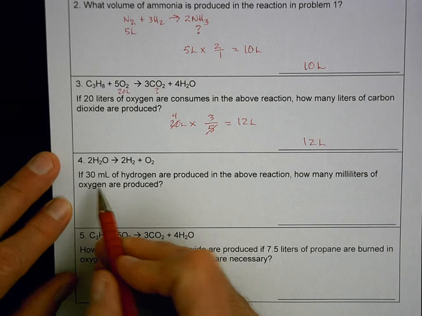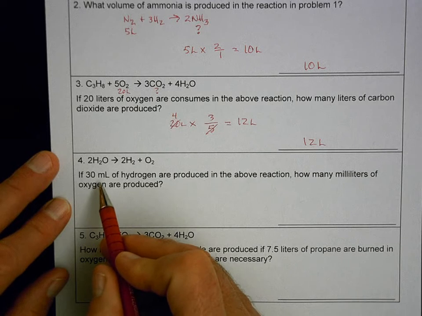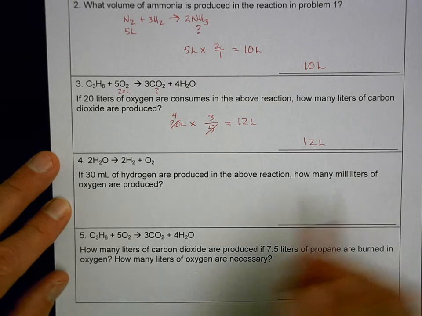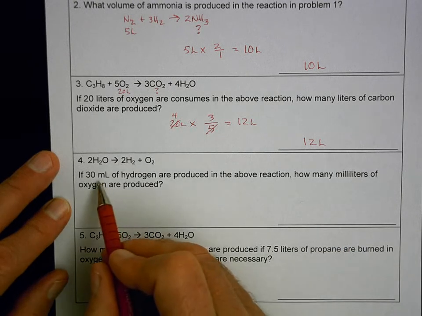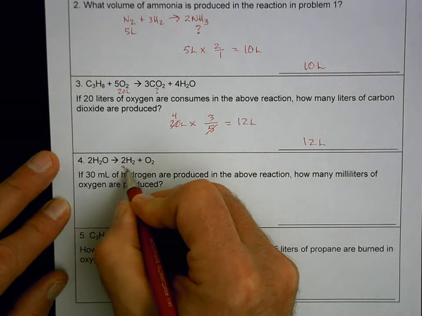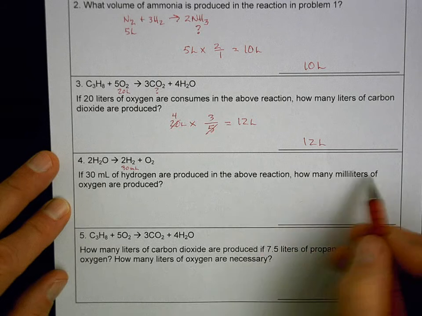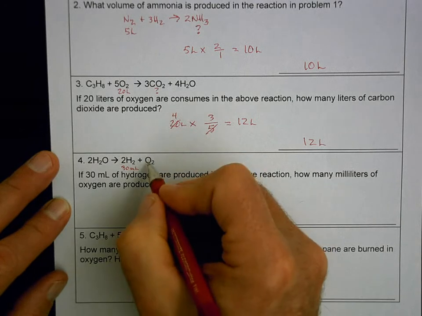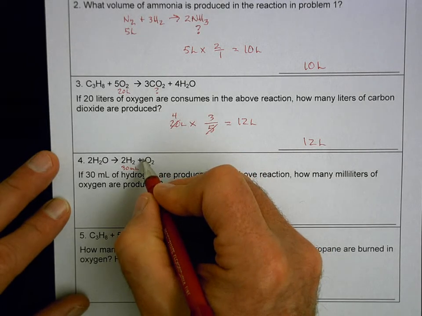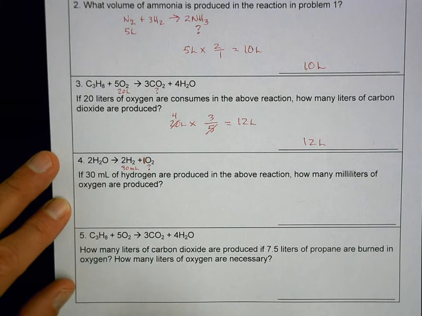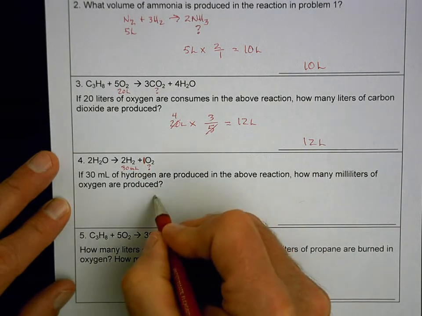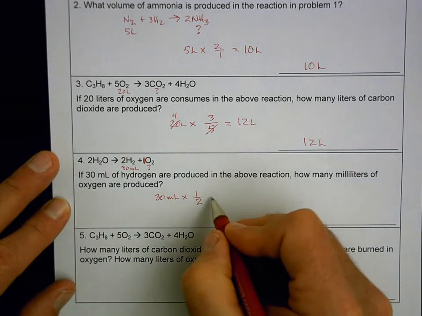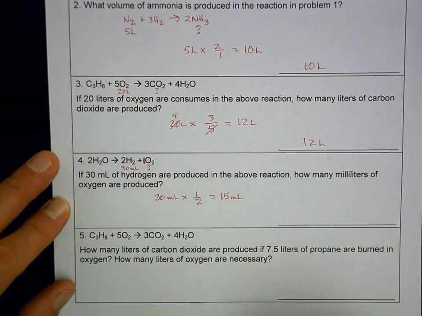Number 4. Now this says milliliters. Okay, no problem. If we're going to be in milliliters and we want our answer in milliliters, I can just go ahead and treat it just as if I was in liters. So let's see, 30 milliliters of hydrogen. How many milliliters of oxygen are also produced? There's my question mark. Again, if there's nothing in front of the substance, it's got a 1. So my mole ratio there will be 1/2. 30 milliliters times 1/2. 15 milliliters.